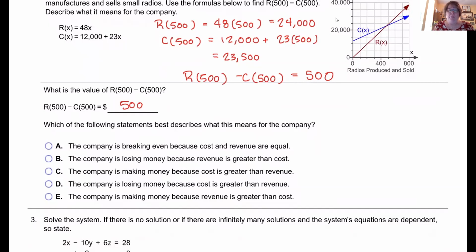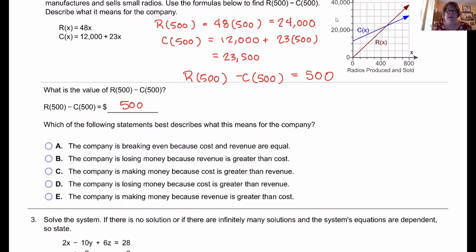Choice A, the company is breaking even because cost and revenue are equal. Cost and revenue are not equal. Revenue is larger than cost, so A is not a choice. B, the company is losing money because revenue is greater than cost. Well, revenue is greater than cost, but that means the company is making money. Does not mean that they're losing money. So B is not a choice. C, the company is making money because cost is greater than revenue. Well, it is making money, but not because the cost is higher than the revenue. It makes money when the revenue is larger than the cost. So it's not C.